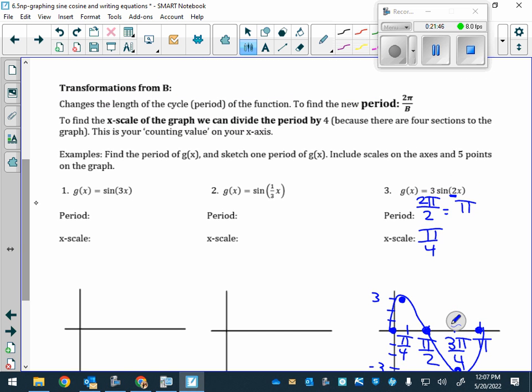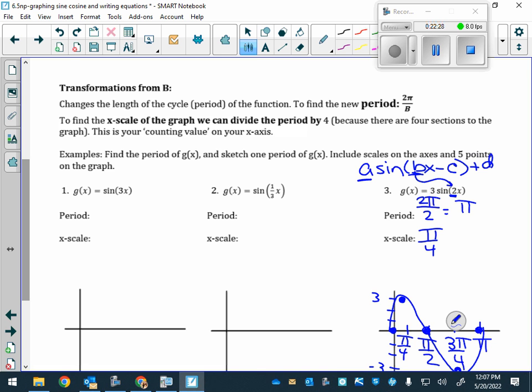Okay, so if we go back to our transformation equation, A is our amplitude, B, the numerical value, is going to change the period. C is our left-to-right shift, and D is our midline, or up and down. The numerical value could sometimes be radians too, when you're dealing with whole numbers. That number in front is typically 1 if we don't see anything. If we see another number, it changes our period.